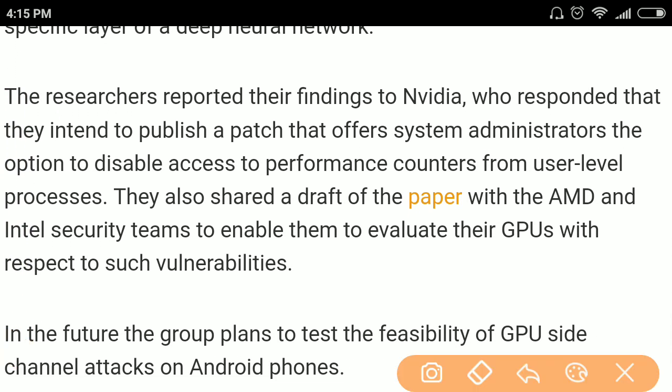They published this draft research paper, and they reported their finding initially to Nvidia, who responded that they intend to publish a patch that offers the administrator the option to disable the access to performance counters, or all these variables or data which is leaked by the GPU through the APIs.